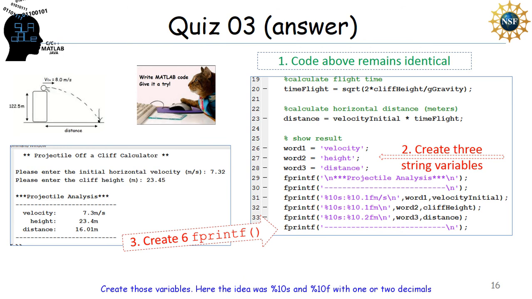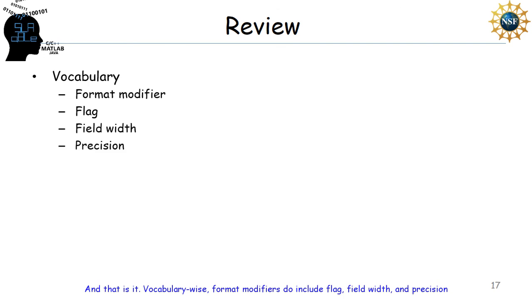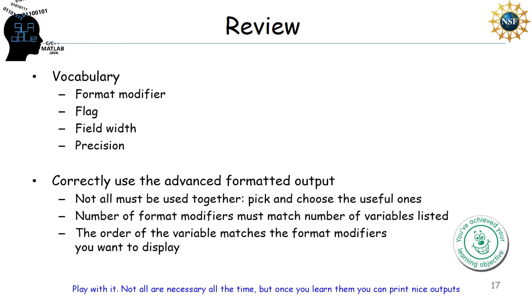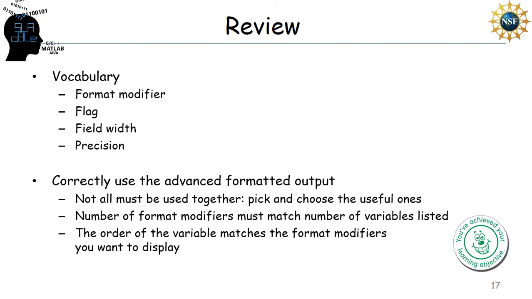Create those variables, and here the idea was %10s and %10, sometimes a float with 1 decimal, sometimes a float with 2 decimals. But that's the nice thing. If you think the 10 is too small, then increase it to 15, 15, 15 without having to do space, space, space, space. And that's it. Vocabulary-wise, format modifiers do include flag, field width, and precision. And play with it. Not all of them are necessary at all times, but once you use them, you can correctly print something that's actually pretty cool looking once you put time into that format string.